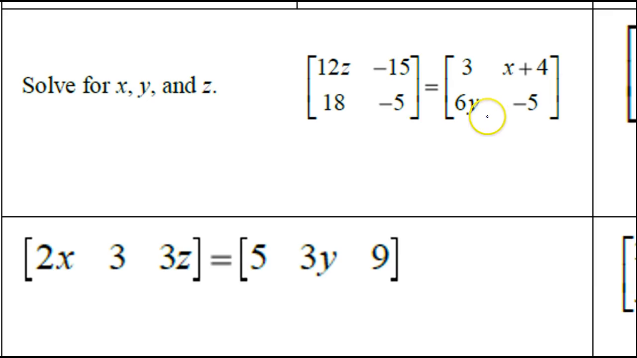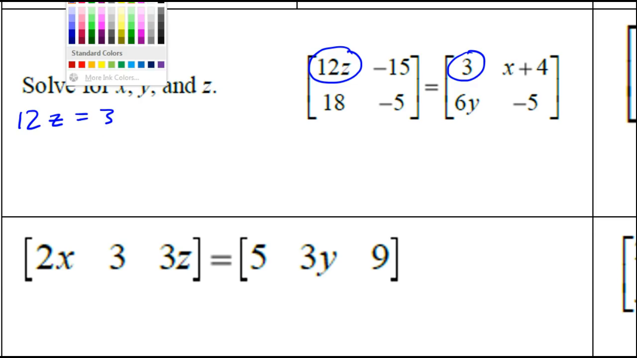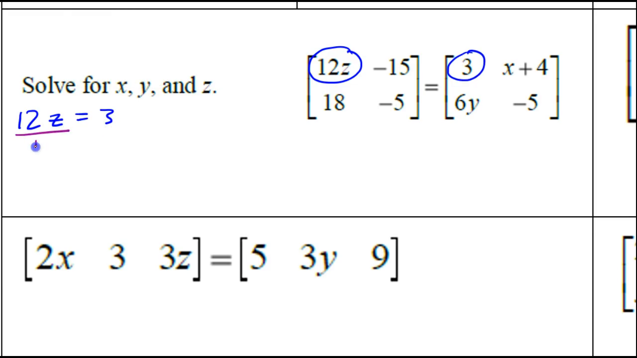All right, in this problem, we have to solve for variables. But we can rest assured that the corresponding elements must be equal. So we can make 3 tiny little equations by setting this element equal to its corresponding element. So 12z must equal 3. So if I were to solve this, I would divide both sides by 12. So that's going to give me z is equal to 1/4.